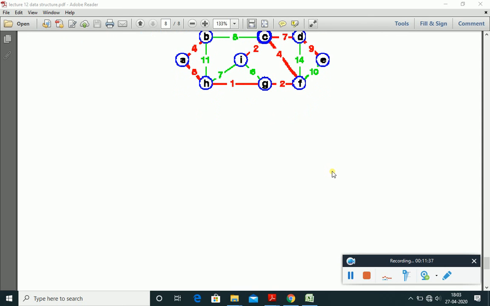So thank you friends, I hope this example is very clear to you, and in the examination you can do it in the same way. Whatever tree or graph comes, you can go step by step to show which edge you have selected. Thank you.